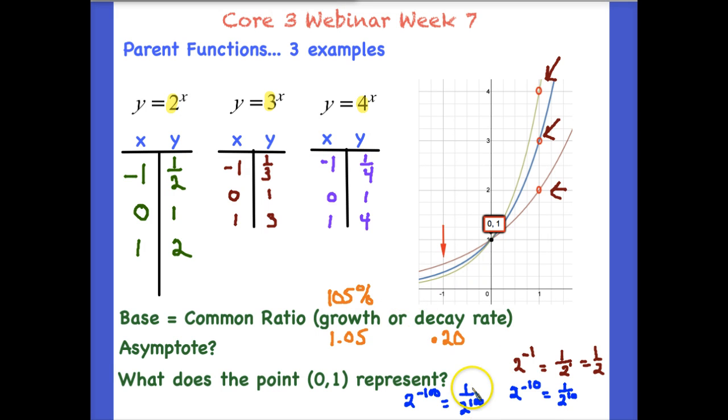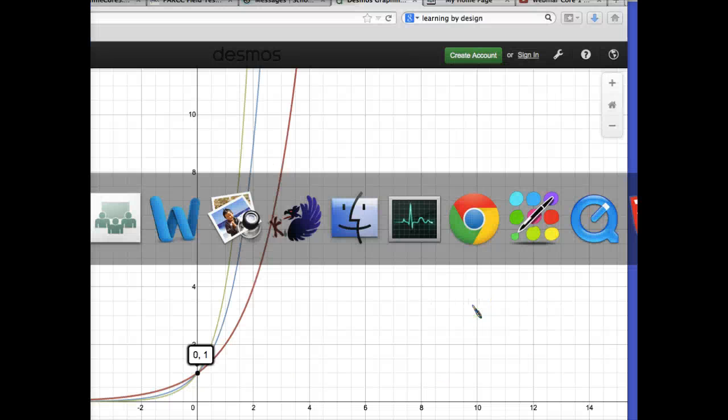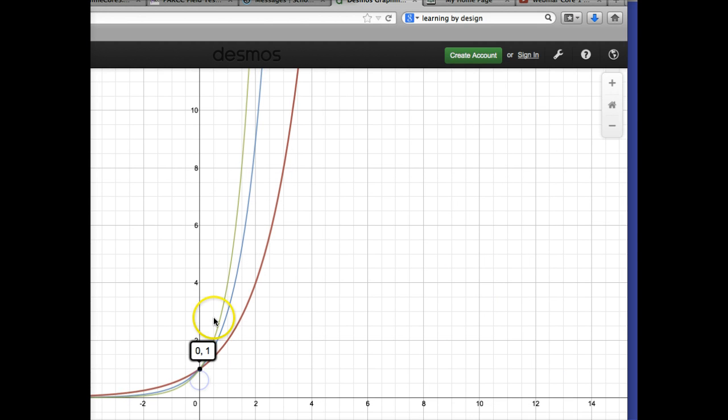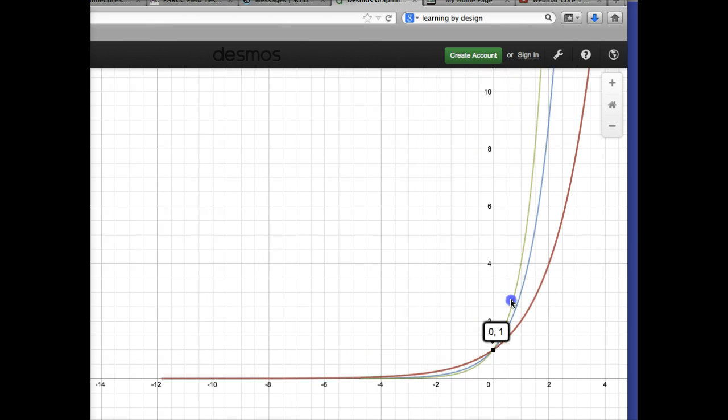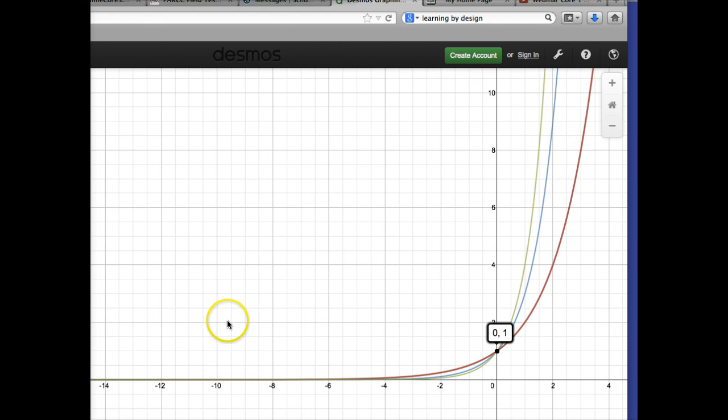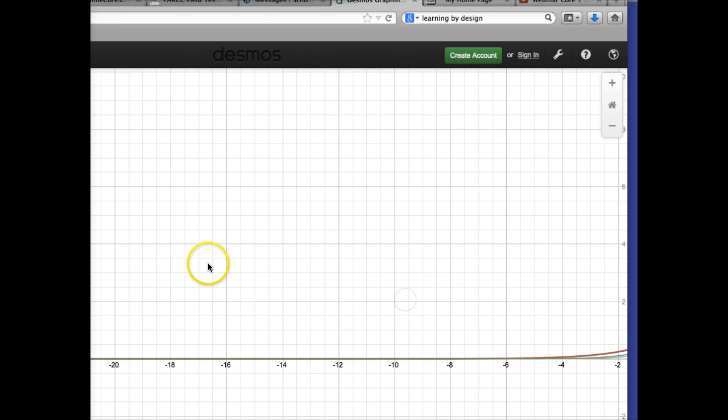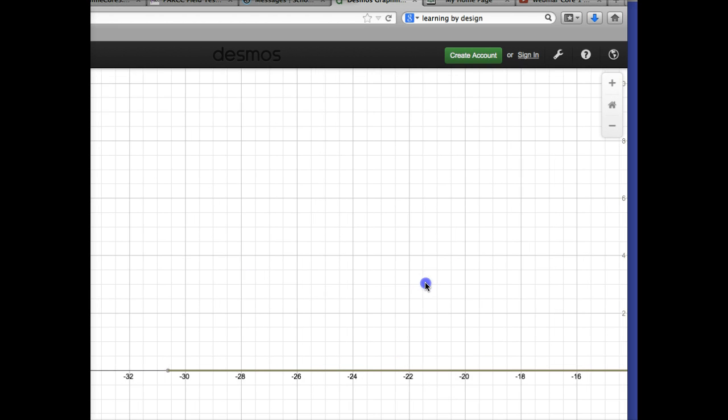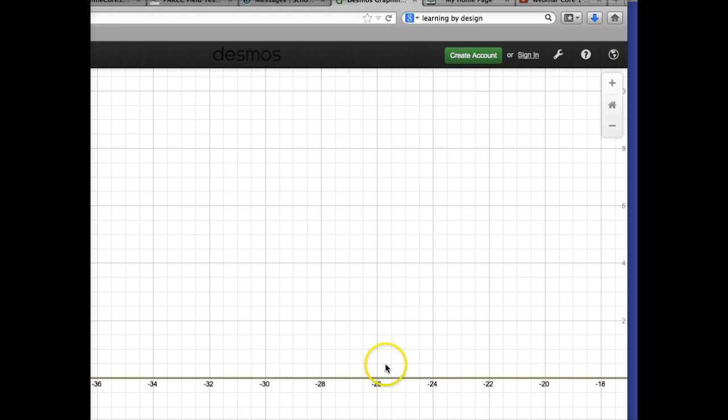But anyway, what's happening here is that as I put bigger and bigger negatives in here, my fraction is getting smaller and smaller and smaller, to the point where it's actually approaching 0. So if we go back to this graph, once again, you guys, notice that all these lines are kind of converging on 0, but even if I keep going to the left, they are not going below 0.